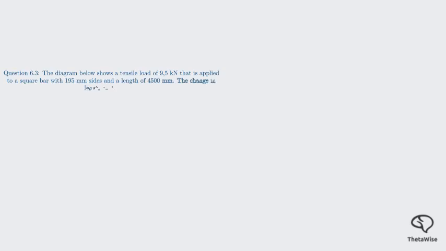We've made it to the last part of our problem, question 6.3. This part will be more straightforward, applying the fundamental definitions of stress, strain, and Young's modulus. Let's read the question. The diagram below shows a tensile load of 9.5 kilonewtons that is applied to a square bar with 195 millimeter sides and a length of 4,500 millimeters. The change in length is 0.213 millimeters. We need to calculate the stress, the strain, and Young's modulus of elasticity.